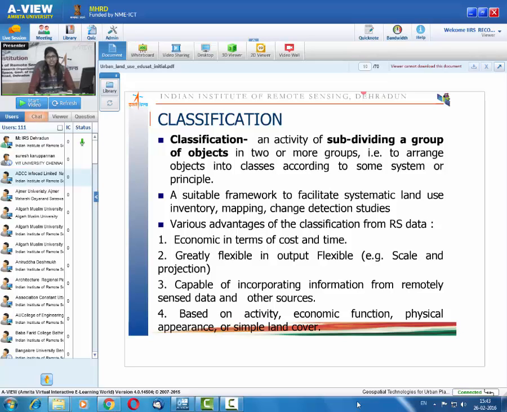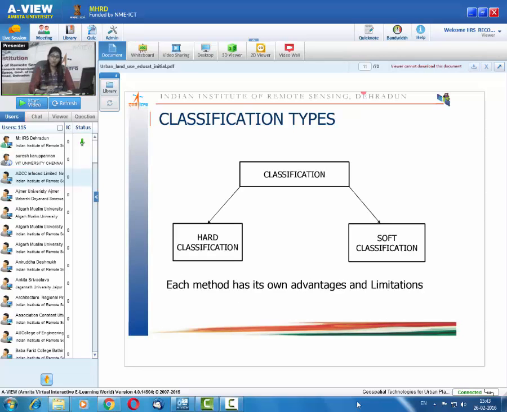So it is nothing but subdividing a group of objects into two or more groups, arranging objects into classes according to a system or principle. Like we have discussed about the standardized pattern. It has to be standard in nature but clubbed together into classes. A suitable framework, and definitely it has to be economic and based on an economic activity or a function. So broadly, there are two types of classification. One is hard classification and the other is soft classification. We will discuss both the classification systems one by one.